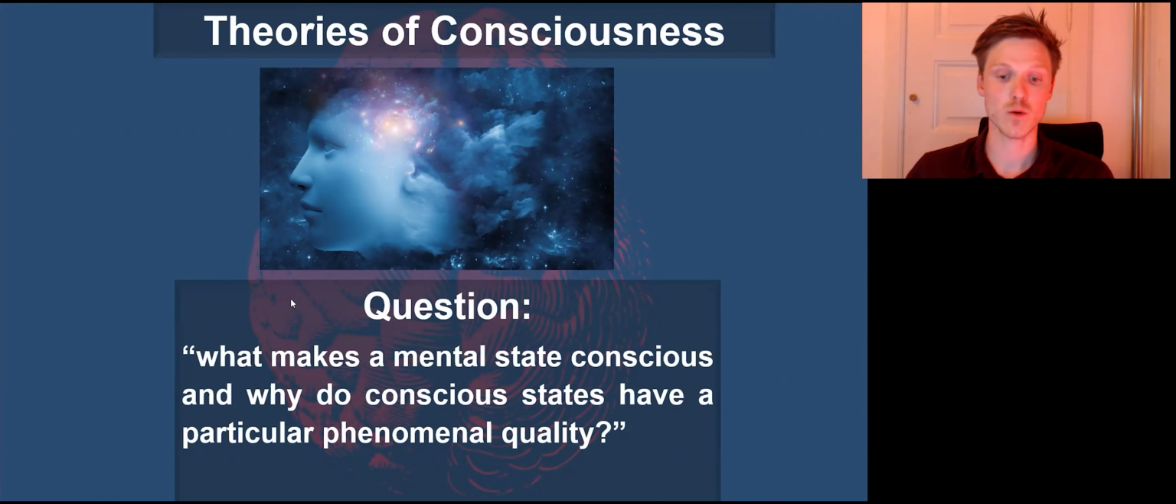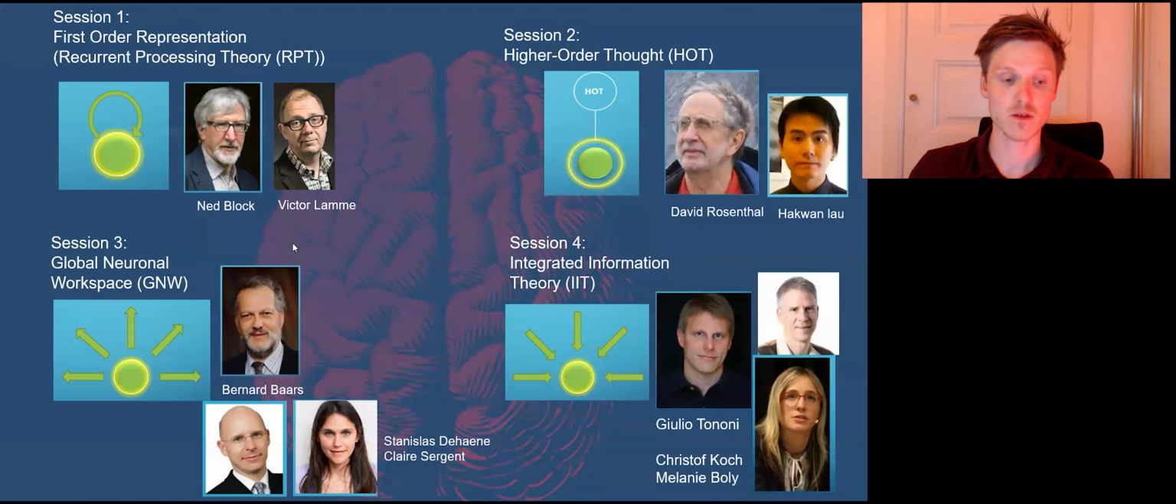So in this course, we will be discussing 4 theories of consciousness, which are the first order representation theories, which is also called recurrent processing theory. And in the second session, we'll be dealing with higher order thought theory, or HOT. And in the third session, we'll be dealing with global neuronal workspace, or GNW. And in the fourth session, we'll be dealing with integrated information theory, or IIT.